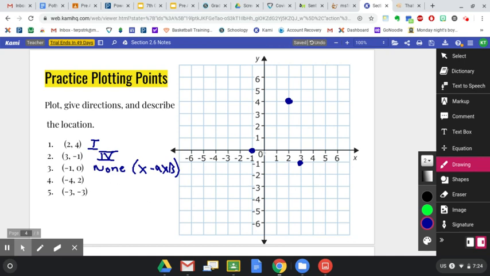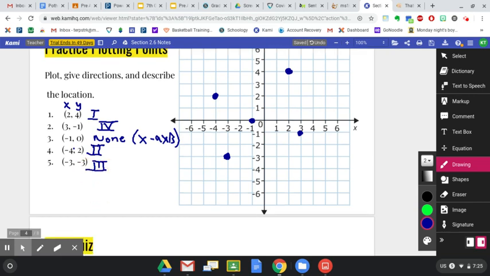Here we have -4, so left 4, and +2 for y. So that'd be left 4, up 2, and that would get me into quadrant 2. Remember, I'm getting these because the first value is x, and the second value is y. And lastly here, -3, -3, so that would be 3 to the left and 3 down, and that would get me into quadrant 3.